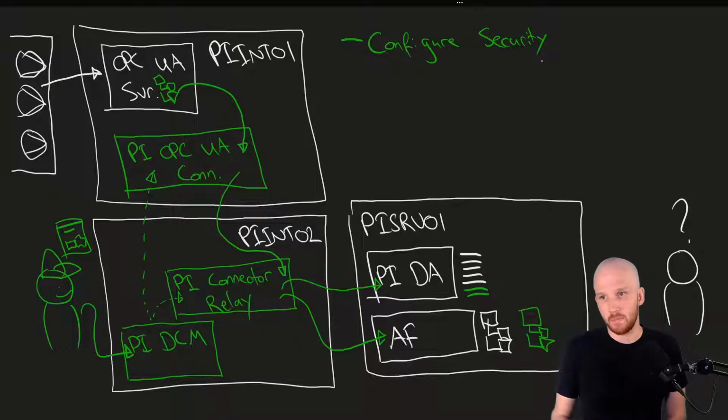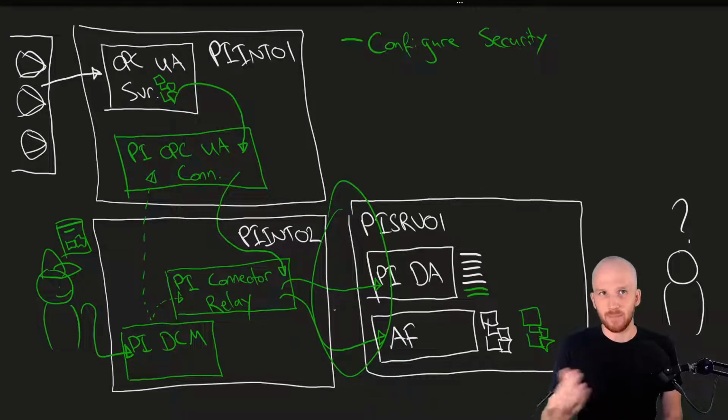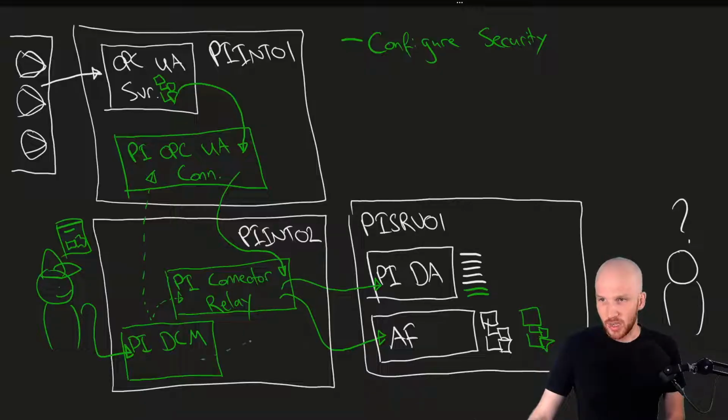is configure security. We've got some incoming connections here to our data archive and asset framework, and if you've taken any of our administrator courses before, you'll know step number 1, let whatever service you're trying to get into the server in. So configure security on both data archive and asset framework to let the connector relay in. The DCM actually needs to connect as well, so it has a little configuration connection to both, just so we can see what it's doing.